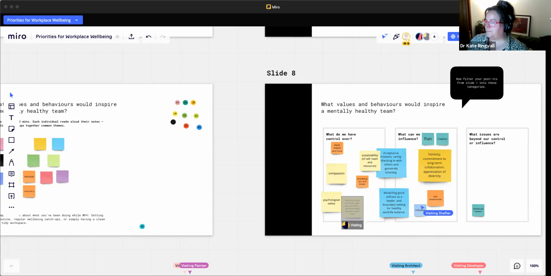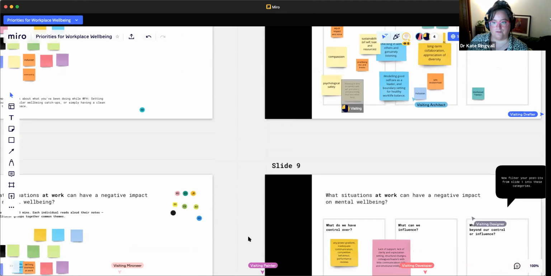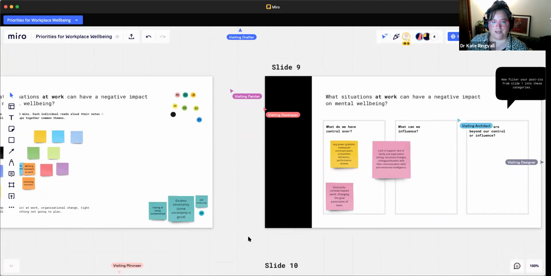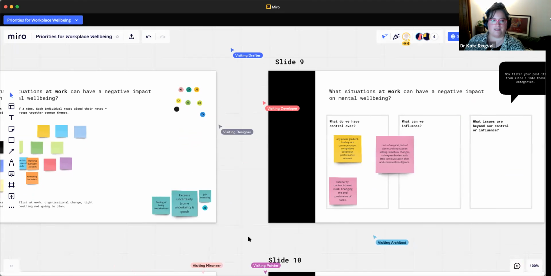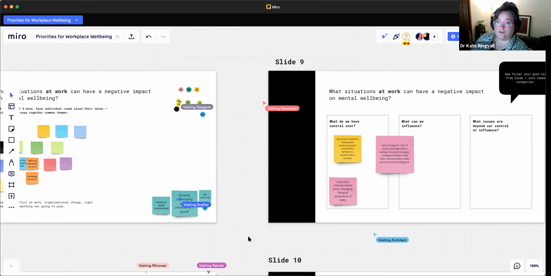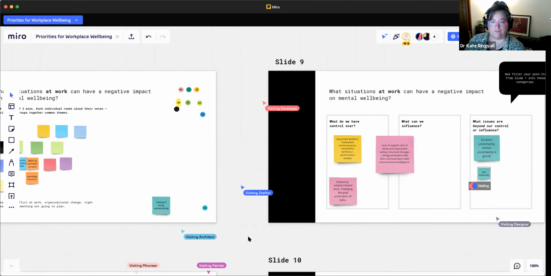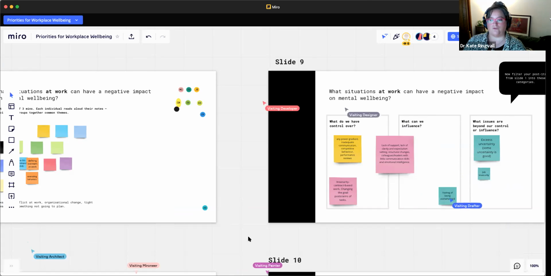Alrighty. Moving on down to slide 9. Slowly go down there. Okay, so once again, using your post-it notes that you put in at slide 4: what situations at work can have a negative impact on mental well-being? Put them into those 3 categories. So first one is, what do we have control over? Second is, what can we influence? And the third is, what issues are beyond our control or influence?